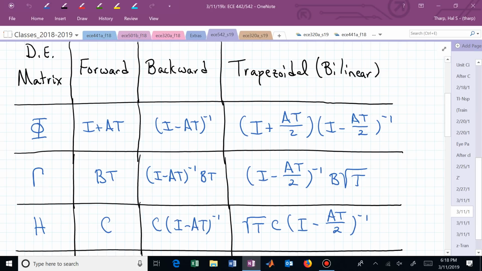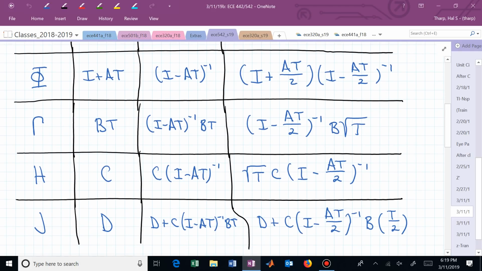The gamma, the input matrix, is now listed for the 3 different numerical integration approaches, and that's the square root of capital T that's floating around. Capital T is just a scalar. You can find the square root of that sample period. There's your H matrix, and there's your direct feed-through matrix J, as we derived for the forward and the backward. We didn't derive the third column. I'm going to leave that for you. But you now have that in your possession.